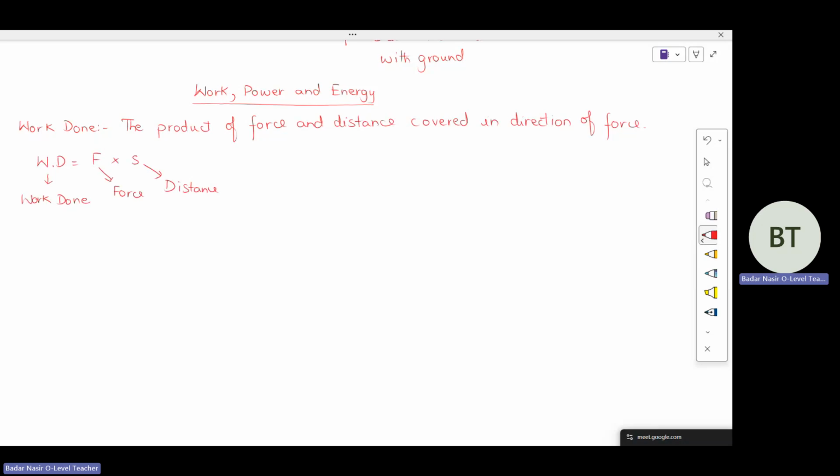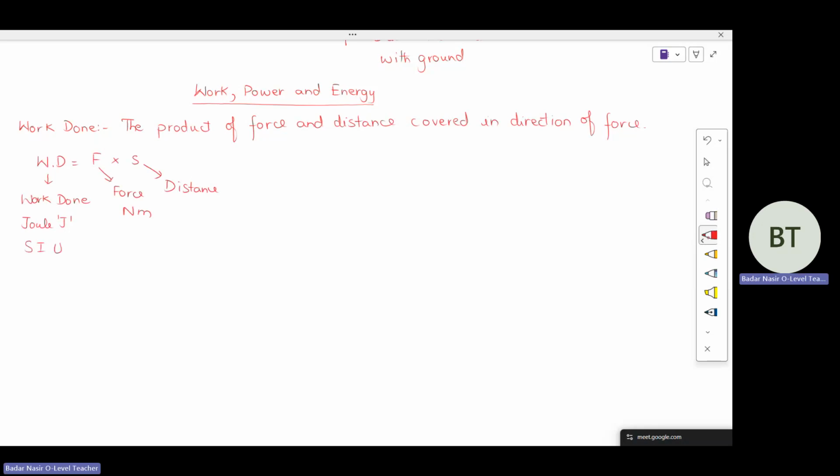Okay. Achcha. So what is work done? Work done is the product of force and distance covered in the direction of the force. Now let's take an example. The unit of work done is joule and the symbol is J. The unit of force is Newton and distance is in meter. So we can also say that the SI unit of work done can be joule or it can be Newton meter.